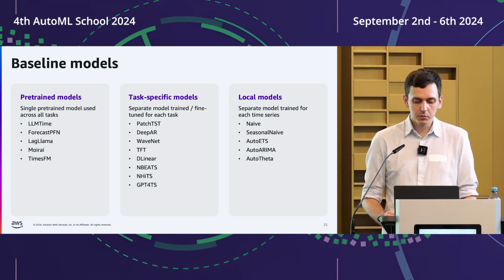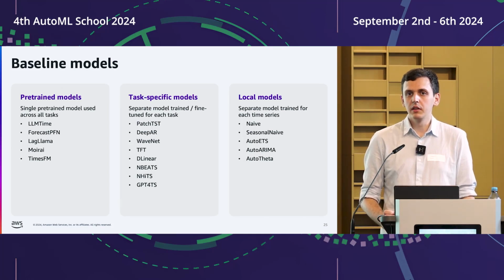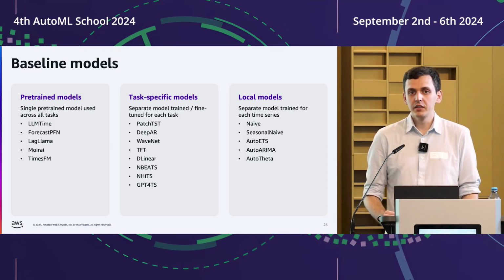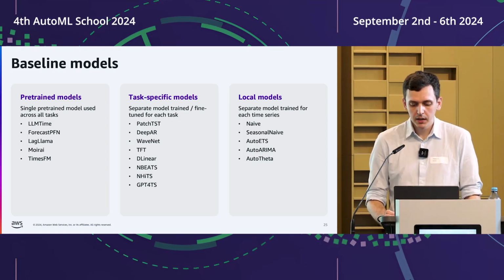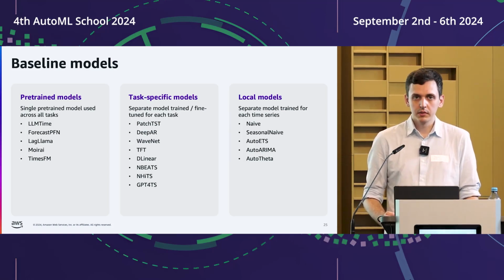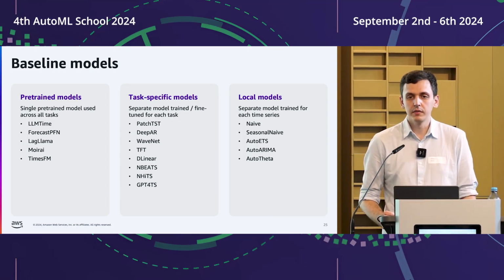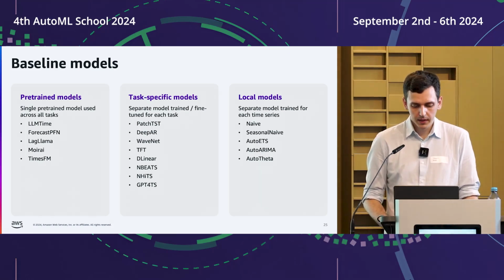But it also has one example called GPT-4 time series, which is a representative of this class of models where people take an existing actual GPT-2 architecture and fine-tune it on time series forecasting tasks, using the language model initialization. But again, it's more of a task-specific model because you have to fine-tune it on each data set to actually get any predictions. And of course, we also look at these local models, so statistical approaches, simple baselines like naive and seasonal naive, and also the classic forecasting models, AutoETS, AutoARIMA, and AutoTheta.